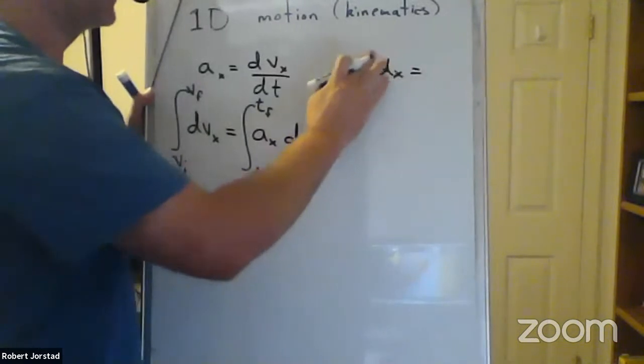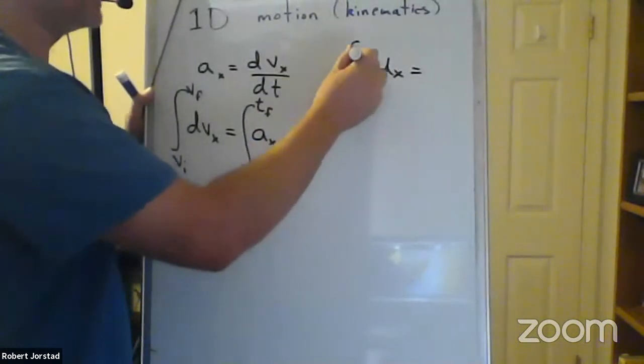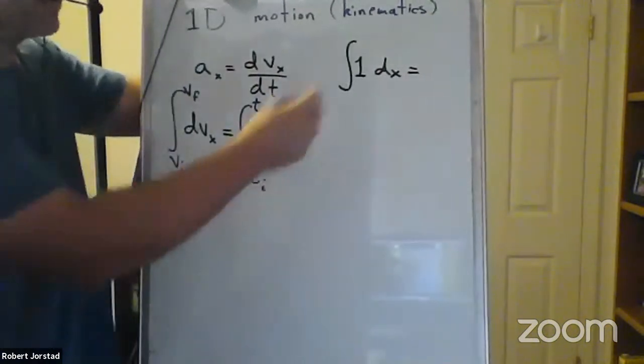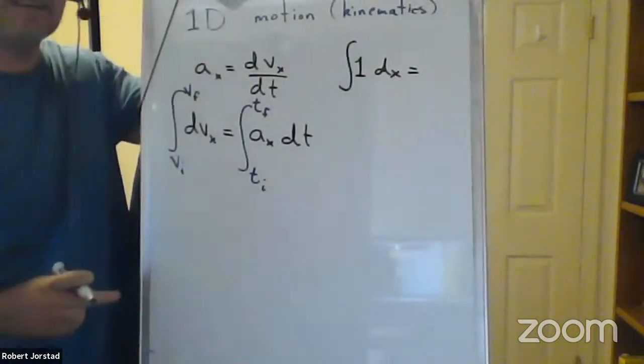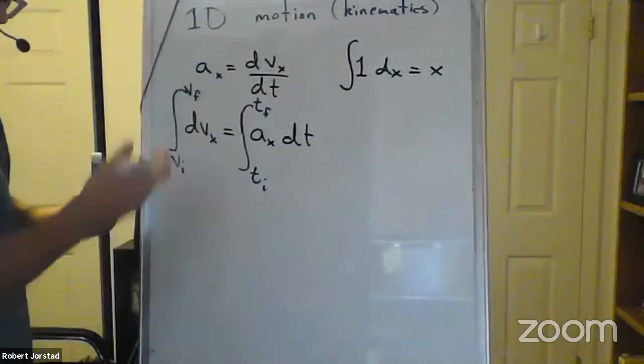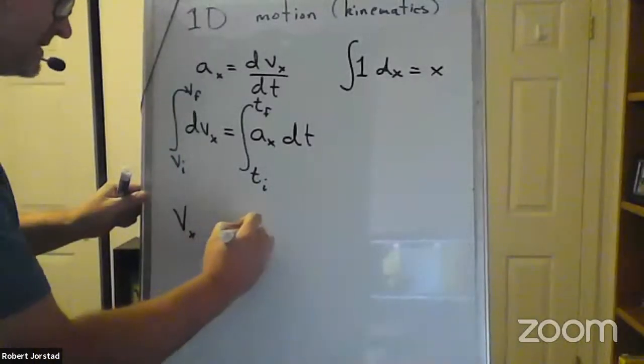Let me help you out even further. Do you agree the integral of dx is the same thing as 1 dx? What do you get when you integrate 1 dx? So it's just x. So now, what do you get when you integrate dvx? So just vx. Now, in this case, is this legal then?